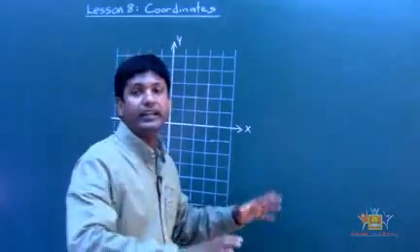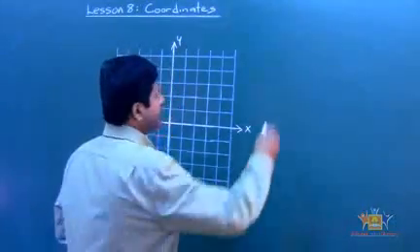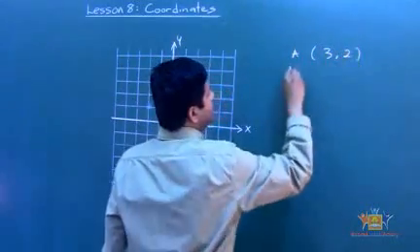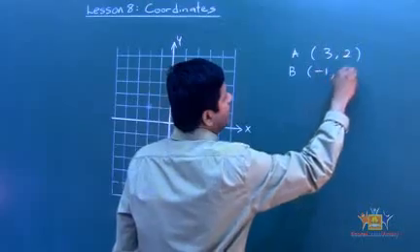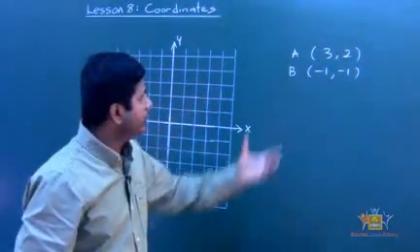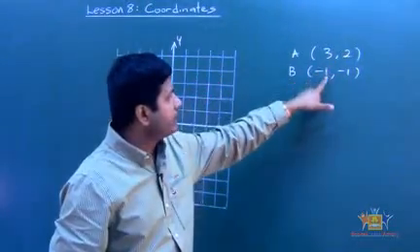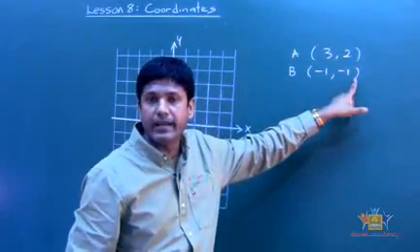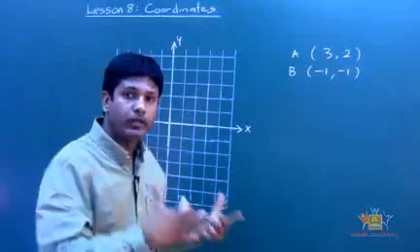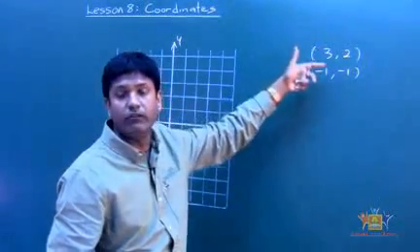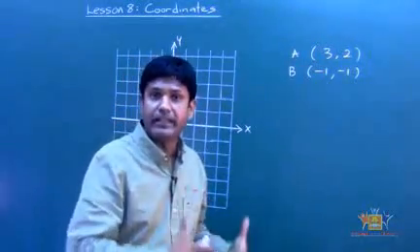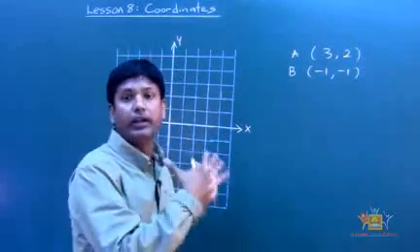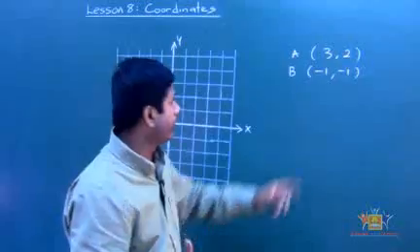Okay, so let's find the distance between 2 points. Let's say Mr. Mac gives you A, which is 3, 2, and B, which is negative 1, negative 1. Now look at this. The x points, they're not identical. What about the y points? Also not identical. Previously we learned that if one of them is identical, we use the difference to find the distance. When they're not identical, we're going to learn a different way of finding the distance. So it's very important.